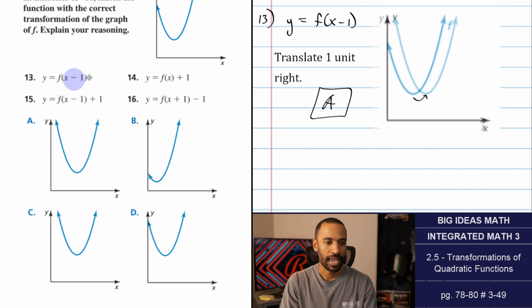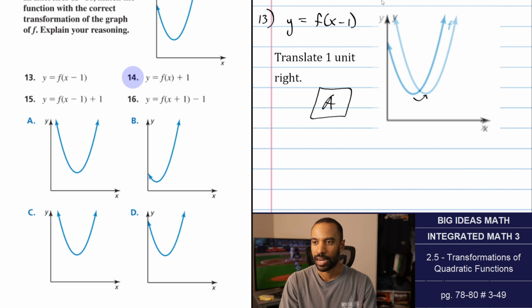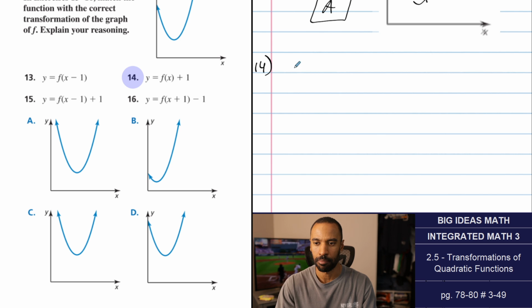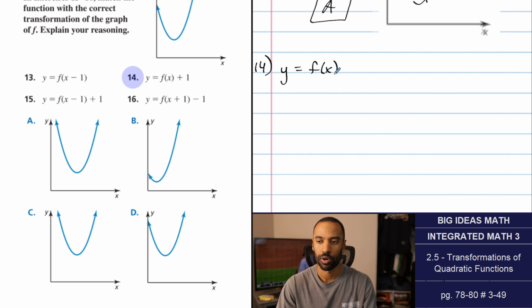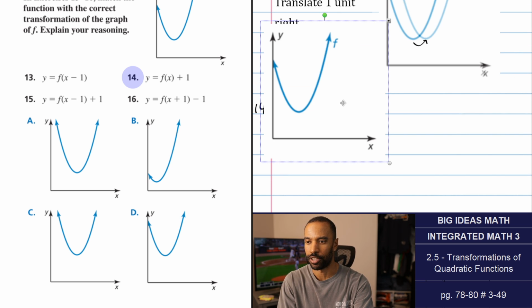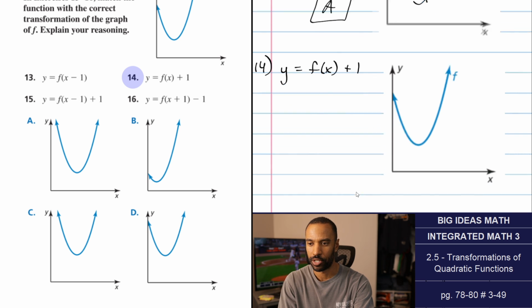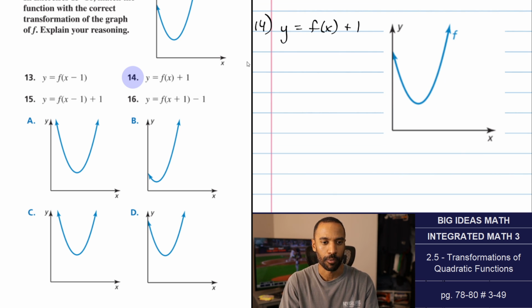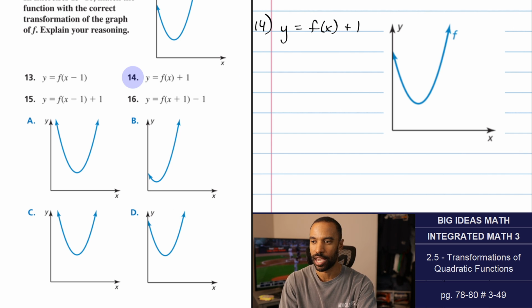Okay, let's go to number 14. We have y equals f of x, and then outside of the function, there's a plus 1. The outside the function idea means it's going to be vertical. It's a vertical translation. We're going 1 up. So to go 1 up from this graph here, remember here's the original f of x graph, which one looks like it's this but just 1 higher? I think that one's D. So let's copy paste D, line that one up, and see how that one looks.